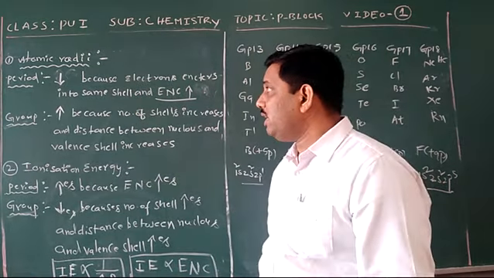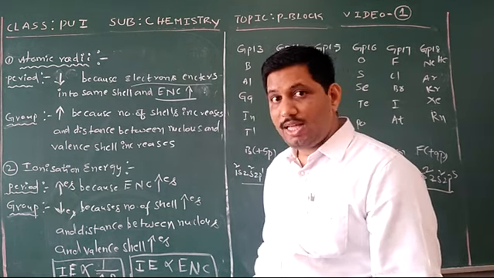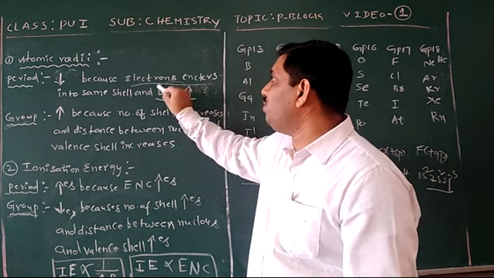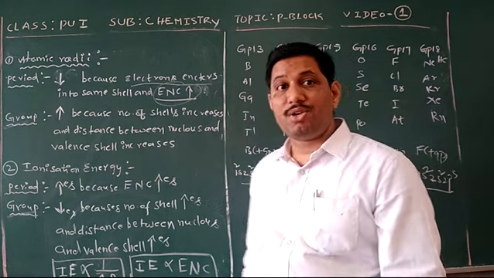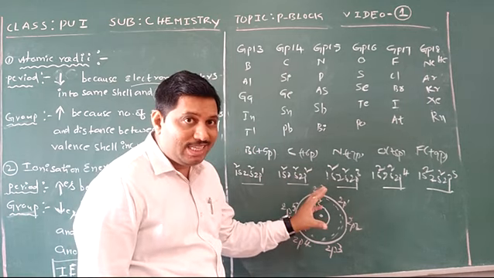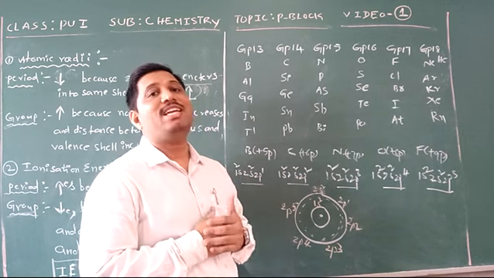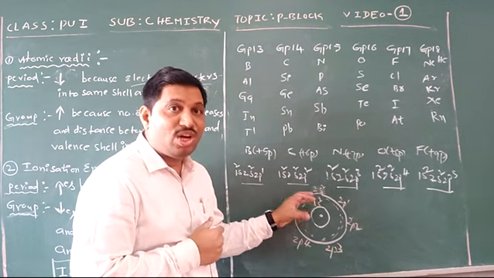Across a period, the atomic radii decreases because the electrons are entered into the same shell, and the effective nuclear charge increases. If the electron is entered into the same shell, it means the distance between the nucleus and the valence shell will be the same. But simultaneously, the nuclear charge increases.